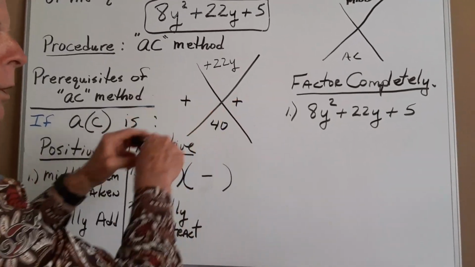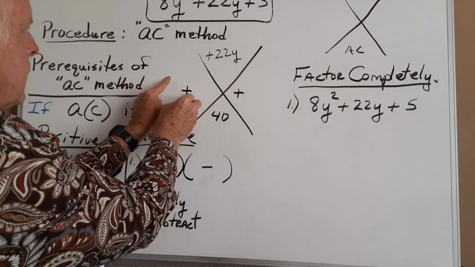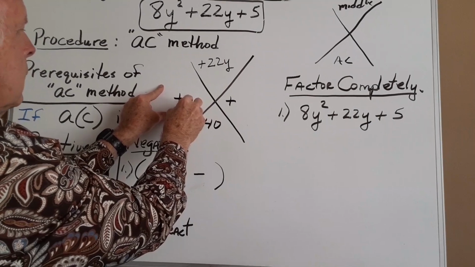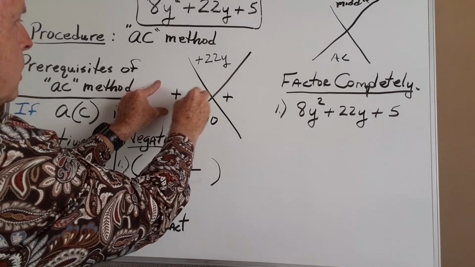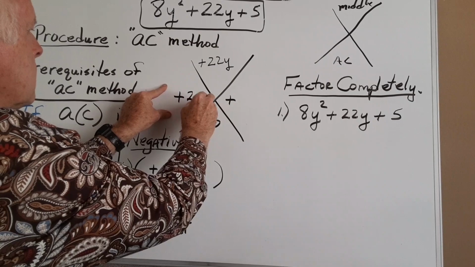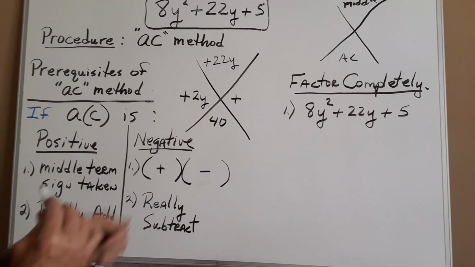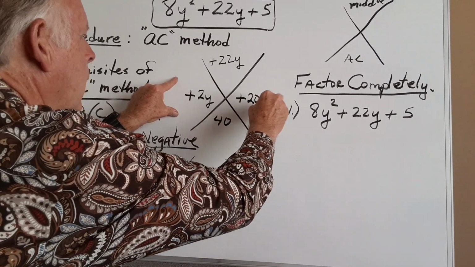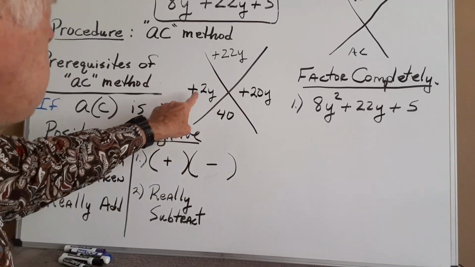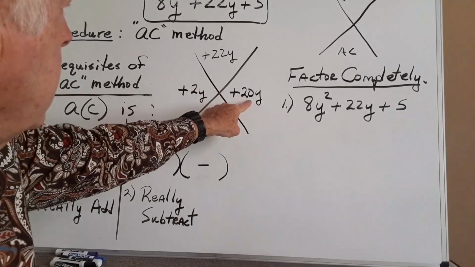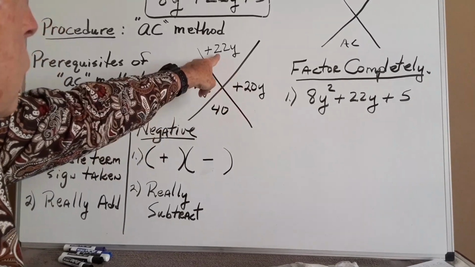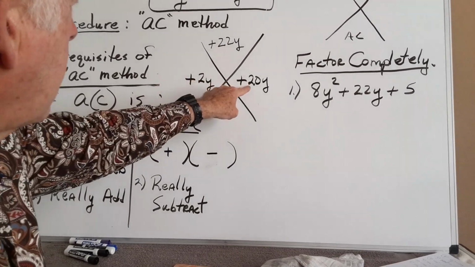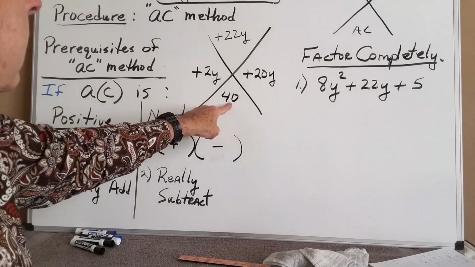So we come over here into the 9 o'clock region. And in the 9 o'clock, you either will write a positive 2y or a positive 20y. It doesn't matter. I'll go ahead and write a positive 2y. And in 3 o'clock, a positive 20y. Now let's check. 2y really added to 20y, bullseye, the middle term. And if we multiply positive 2 times positive 20, we get a positive 40.